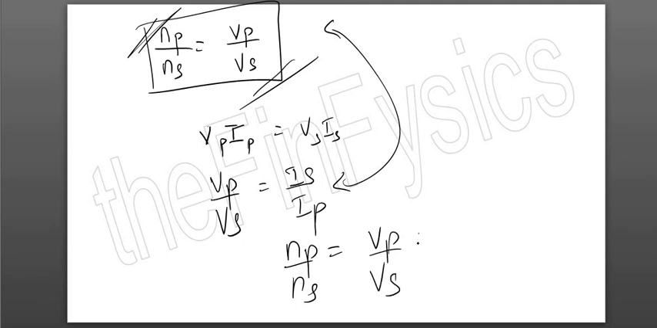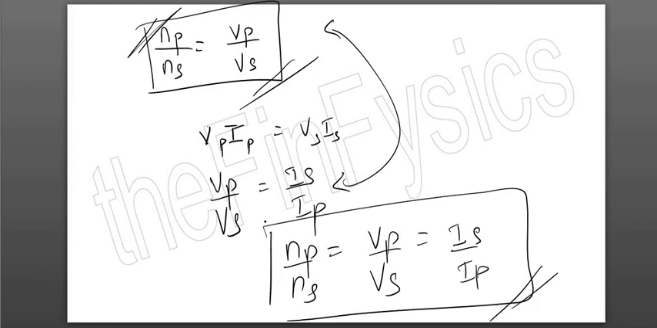So power in primary equals power in secondary, which means voltage into current of the primary coil is equal to voltage into current of the secondary coil. You can rewrite the same as Vp upon Vs equals Is upon Ip, and you can link the 2 formulas in this manner: Np upon Ns equals Vp upon Vs equals Is upon Ip. Okay, this is the only formula that you need to remember for transformers. Are we clear?